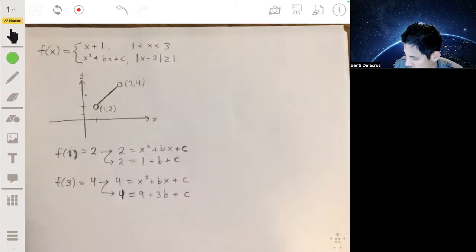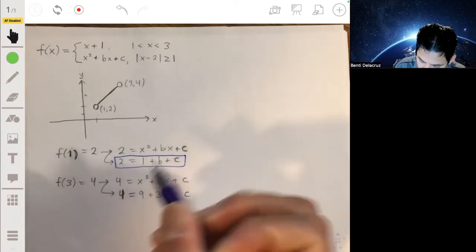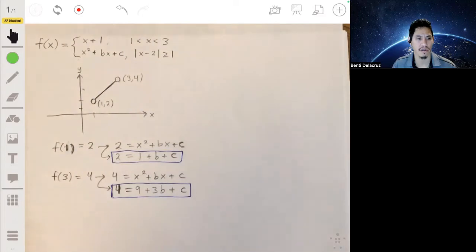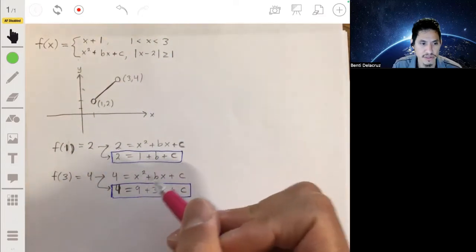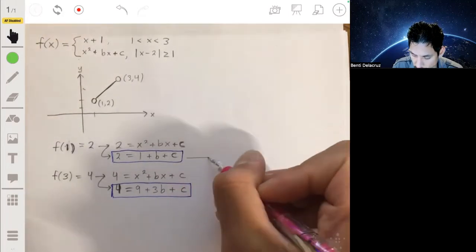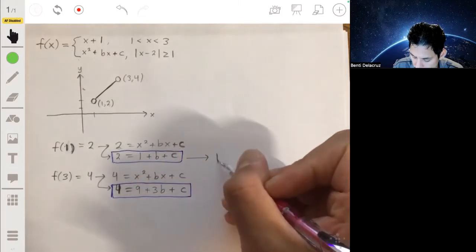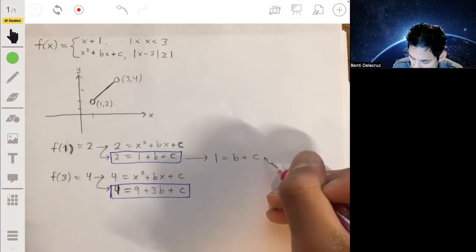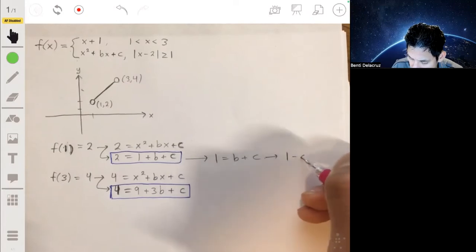So now you have these two equations, a system of equations that you can solve for B and C. Two equations, two unknowns. You can either set one equation for B and plug it into the other one, or set one equation for C and plug it into the other one. I'm just going to set this one equal to B. So let's take away 1, and let's take away C. And so we get that 1 minus C equals B.